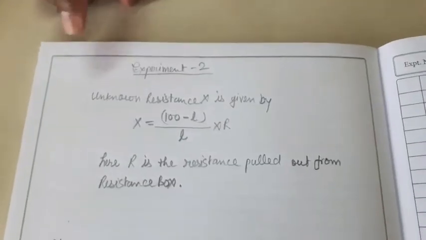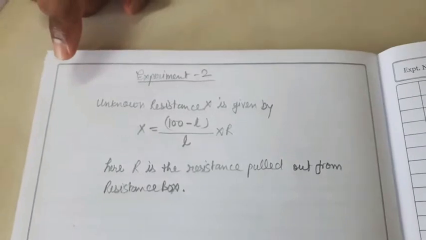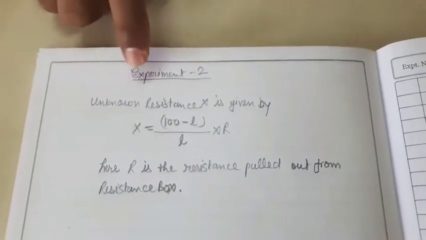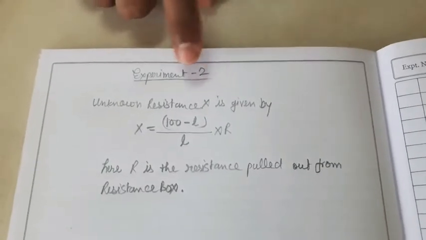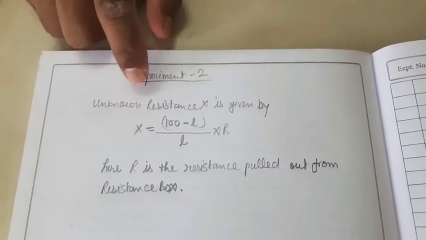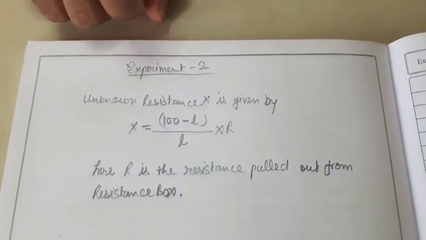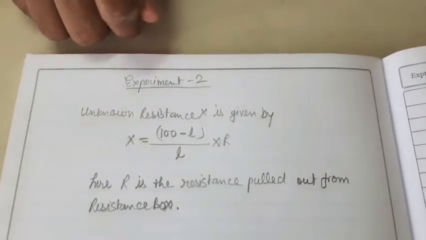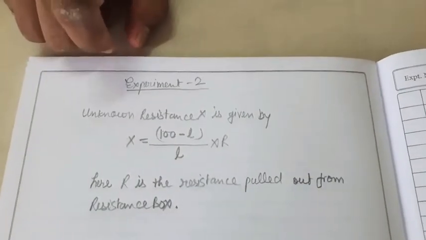For this, you will need a formula that you have, I think, learned from your theory side. That is, the unknown resistance of a meter bridge X is given by X equals (100 minus L) upon L into capital R. Here, the capital R is the resistance pulled out from the resistance box.